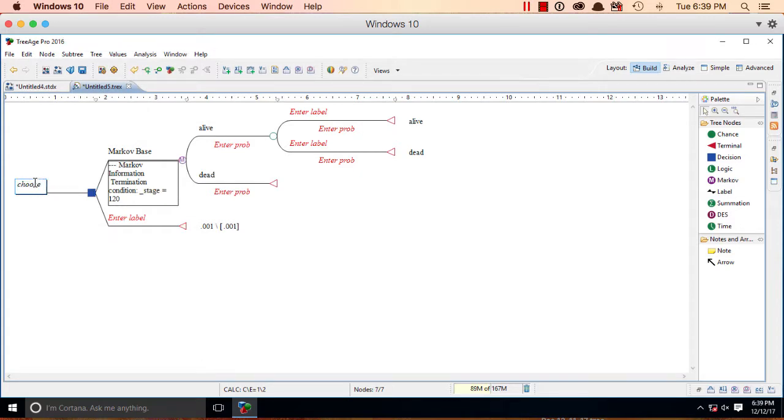I always label the first part of the tree choose right there, and then the Markov model, that's going to be drug A. So this is going to be like a pharmaceutical intervention to address opioids. So a drug that treats opioid addiction or abuse.